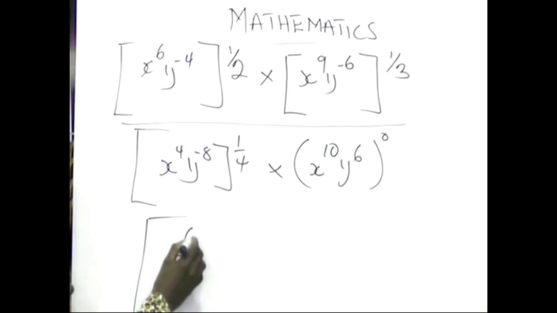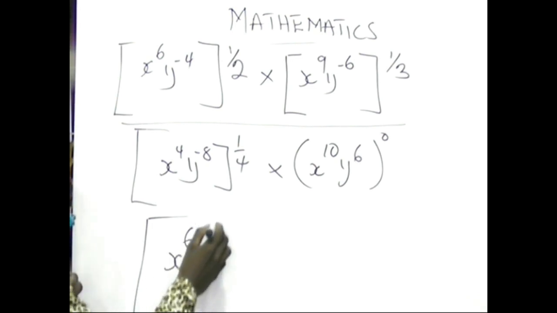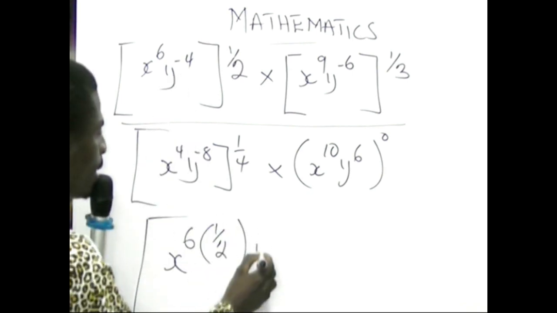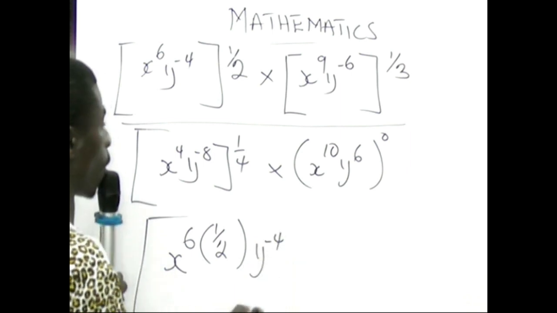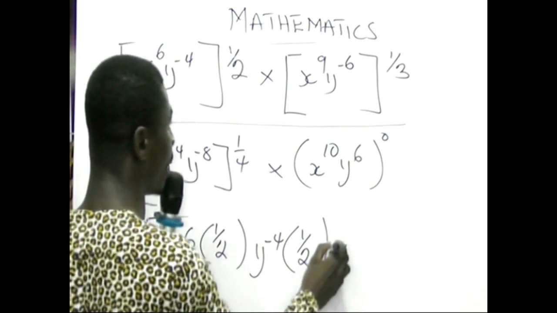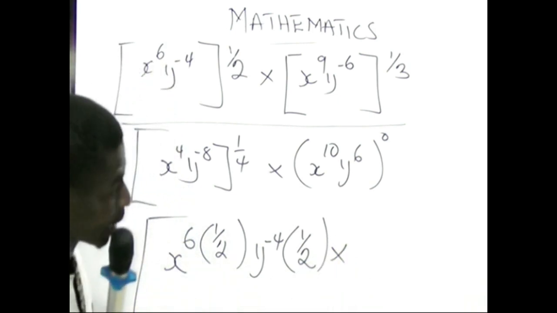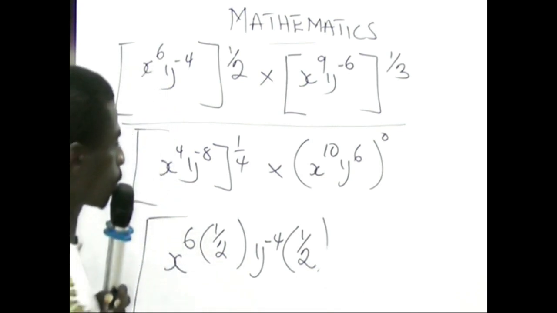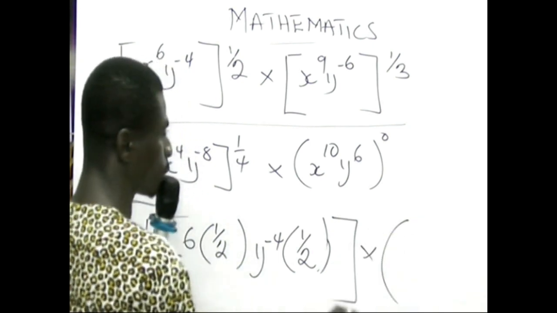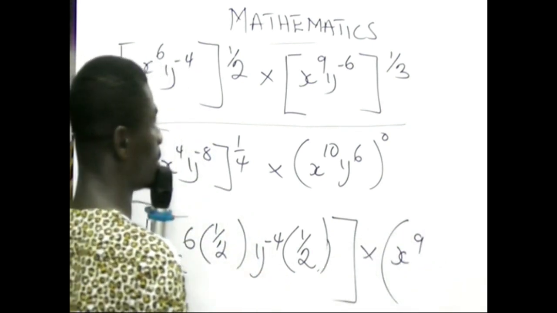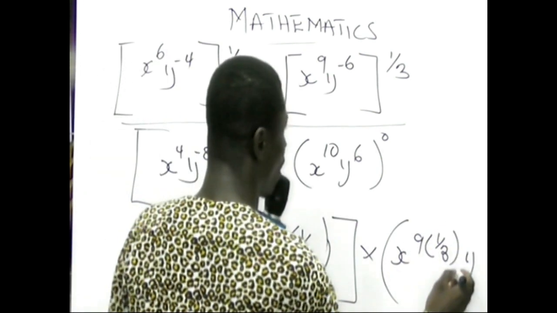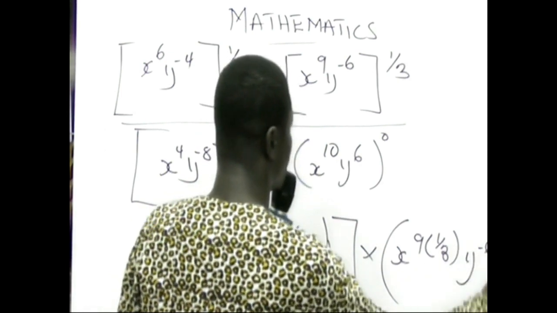x power 6 times the half, then y power -4 also times half. Then we close the bracket, because now we are done with that one. Times x power 9 times 1/3, then y power -6 times 1/3.